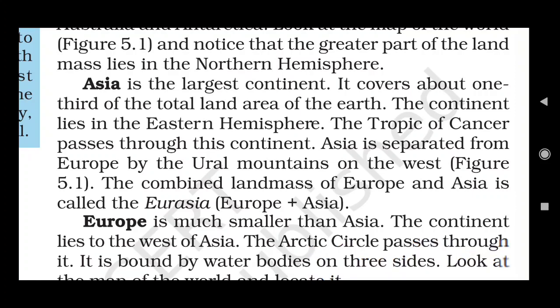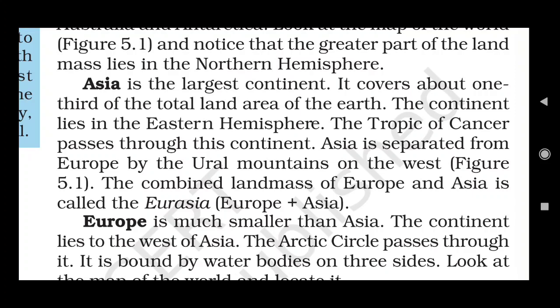Asia is the largest continent. It covers about 1/3 of the total land area of the earth. The continent lies in the Earth's eastern hemisphere. The Tropic of Cancer passes through this continent. Asia is separated from Europe by the Ural mountains on the west. The combined landmass of Europe and Asia is called Eurasia. Europe plus Asia is called Eurasia.